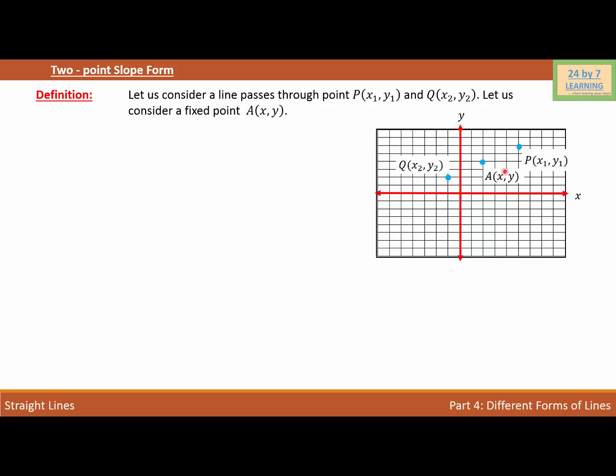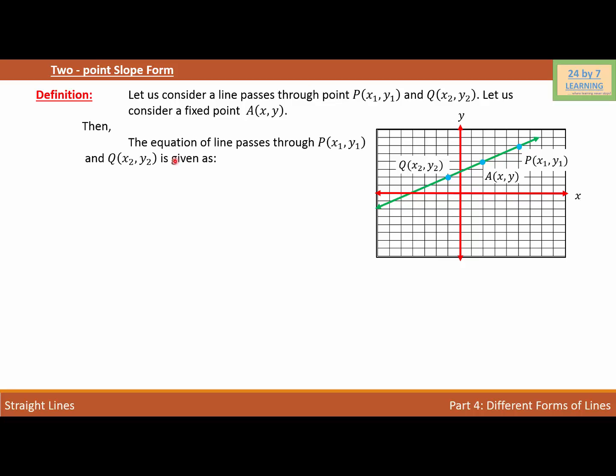What I'm going to do, I'm going to connect these 2 points, and if I connect that, I will get a line. So what I'm trying to do over here, I'm trying to find the equation of a line which passes through 2 points P and Q. Since the line is passing through 2 points P and Q, that's why we are saying it 2-point slope form. So I'm going to find that standard equation.